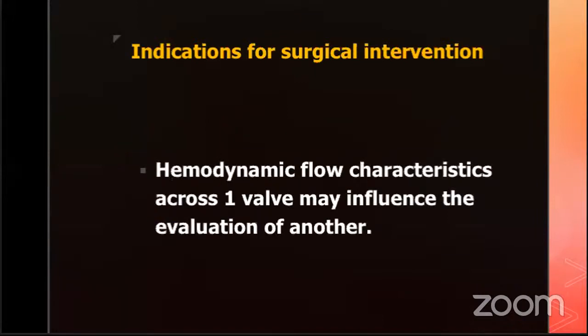In addition to that, hemodynamic flow characteristics across one valve may influence the evaluation of another. For example, in patients with aortic stenosis, mitral stenosis can be challenging to assess because the flow across the mitral valve will also be diminished, as well as the gradients of the mitral valve. Thus, the typical parameters to assess mitral stenosis may be unreliable. Those are all obstacles to giving a clear indication for multiple valve disease through the guidelines.